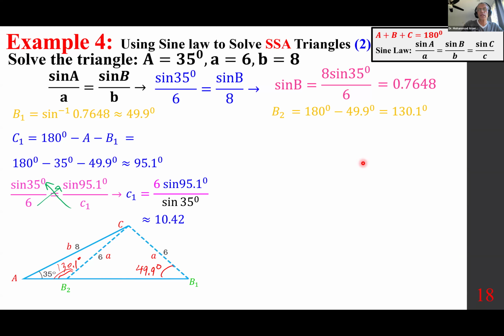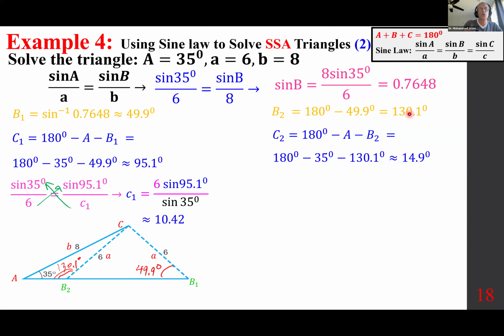Let's go to this one and say, okay, now we have 35 degrees. We have 130.1 degrees. What is the last angle? 180 minus the sum of the two. That means 180 minus 35 minus 130.1. It gives you 14.9.